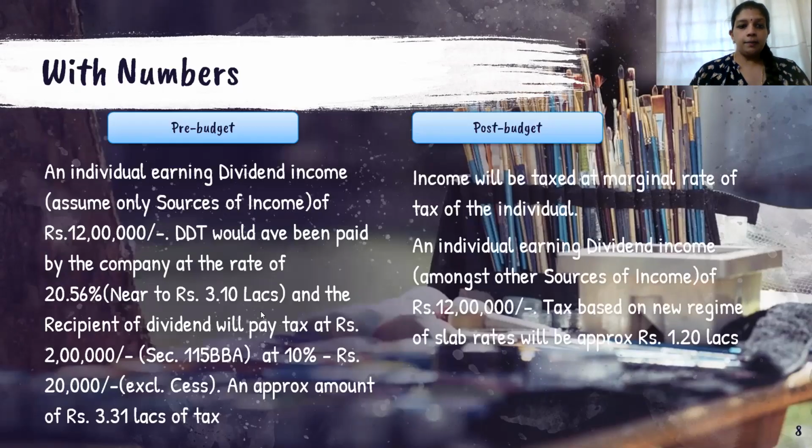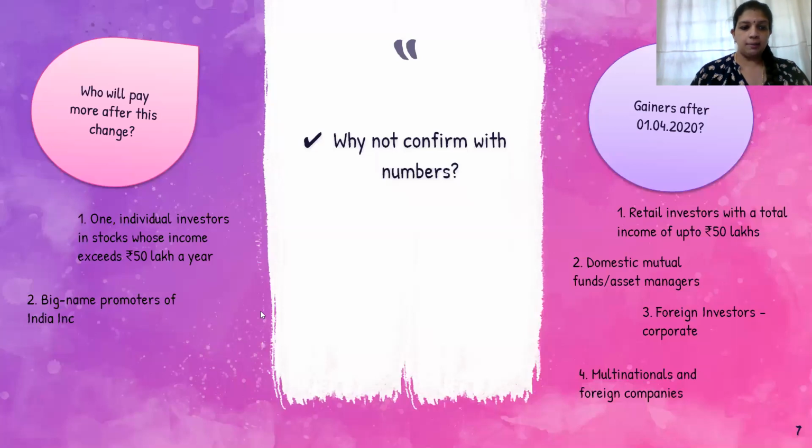The second category of people who will be paying more tax shall be big name promoters of Indian corporations. Generally, these people will have an amount of income which is more than 5 crores, where a surcharge of 37% shall be applicable. So they'll end up paying a huge amount of tax as opposed to the flat rate of 20.56% which was paid by the company itself as DDT.